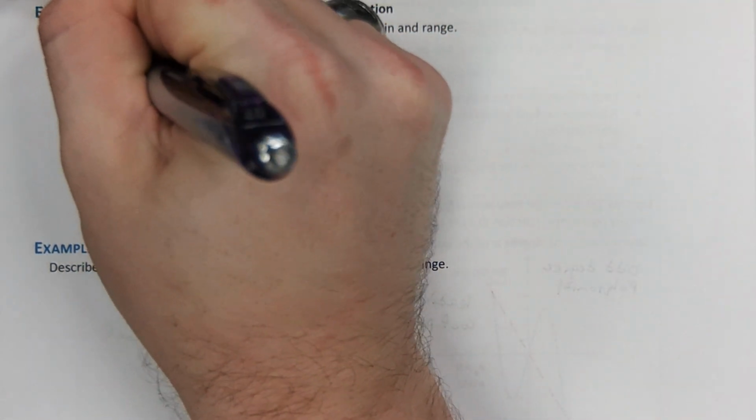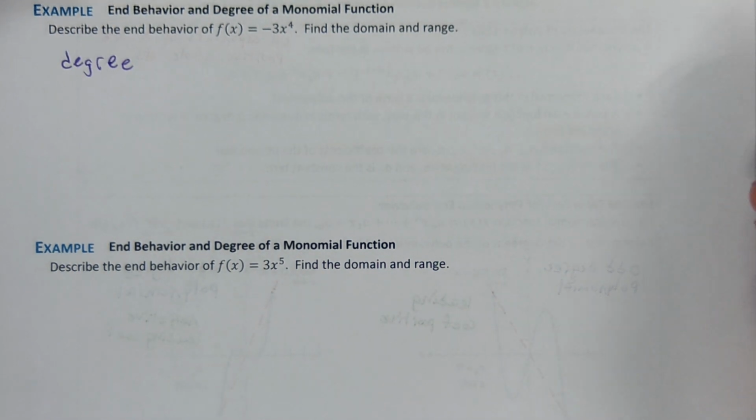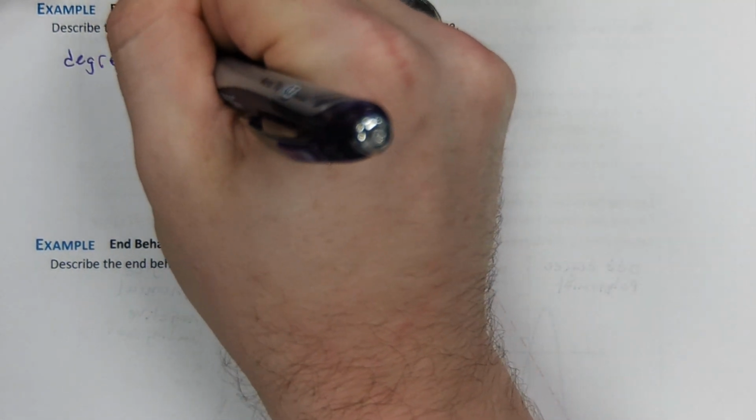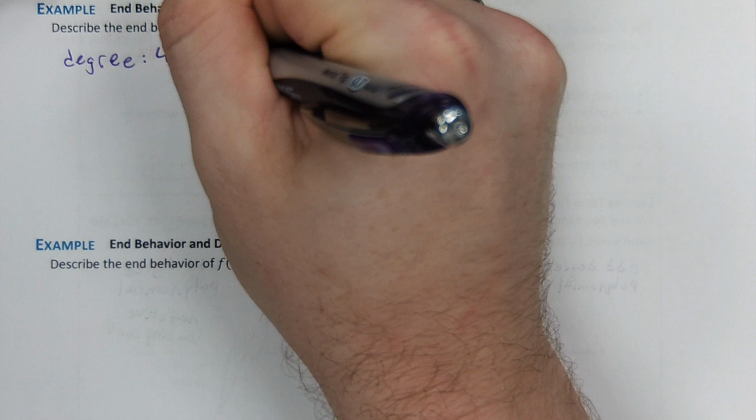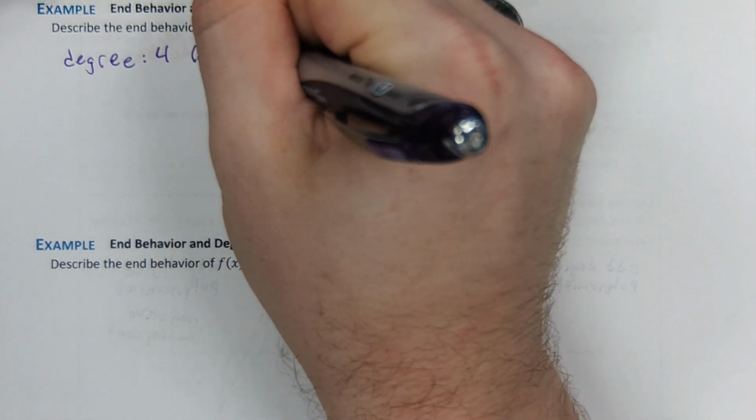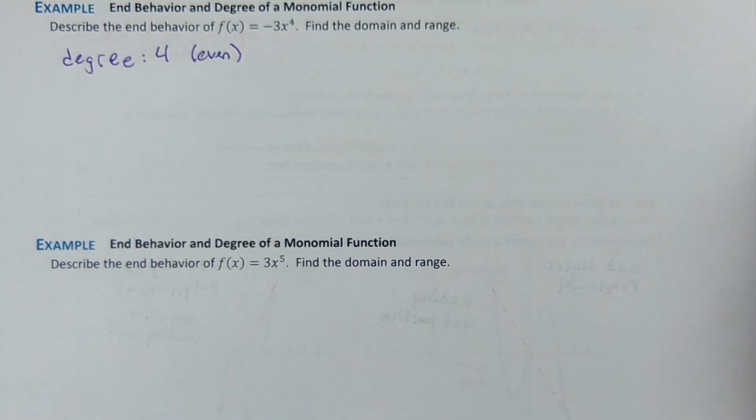You guys can just shout it out. Class, what's the degree of this monomial? 4, good. Degree of this monomial is 4. Is 4 even or odd? Yeah, this is an even degree monomial. The fact that it's even tells me something about its endings. I'll ask that question in a moment.